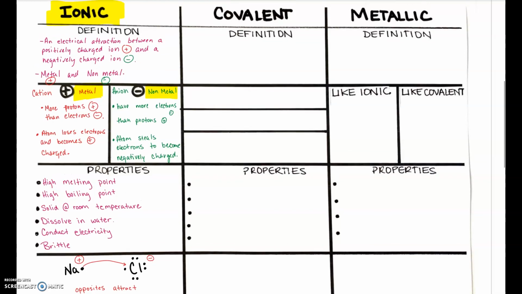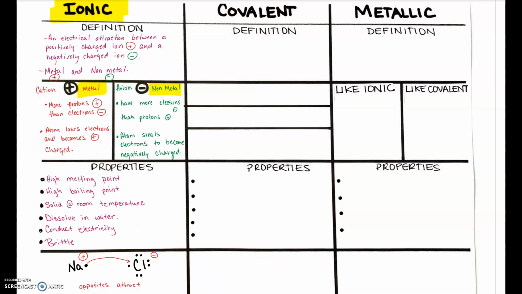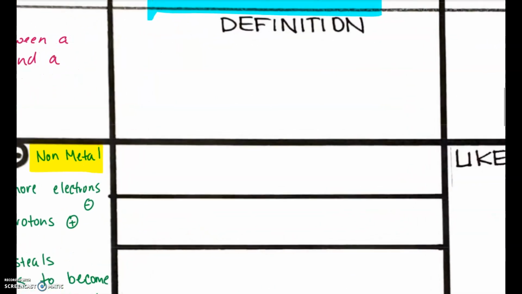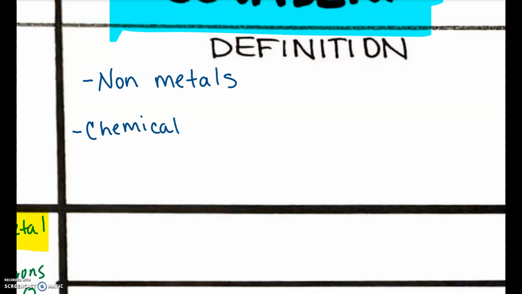Okay, that's ionic bonds. Now let's move forward and continue on to discuss covalent bonds. Let's start off with a definition. Covalent bonds occur between nonmetals. So only nonmetals participate in covalent bonds. And a covalent bond is a chemical bond that is formed when electrons are shared.